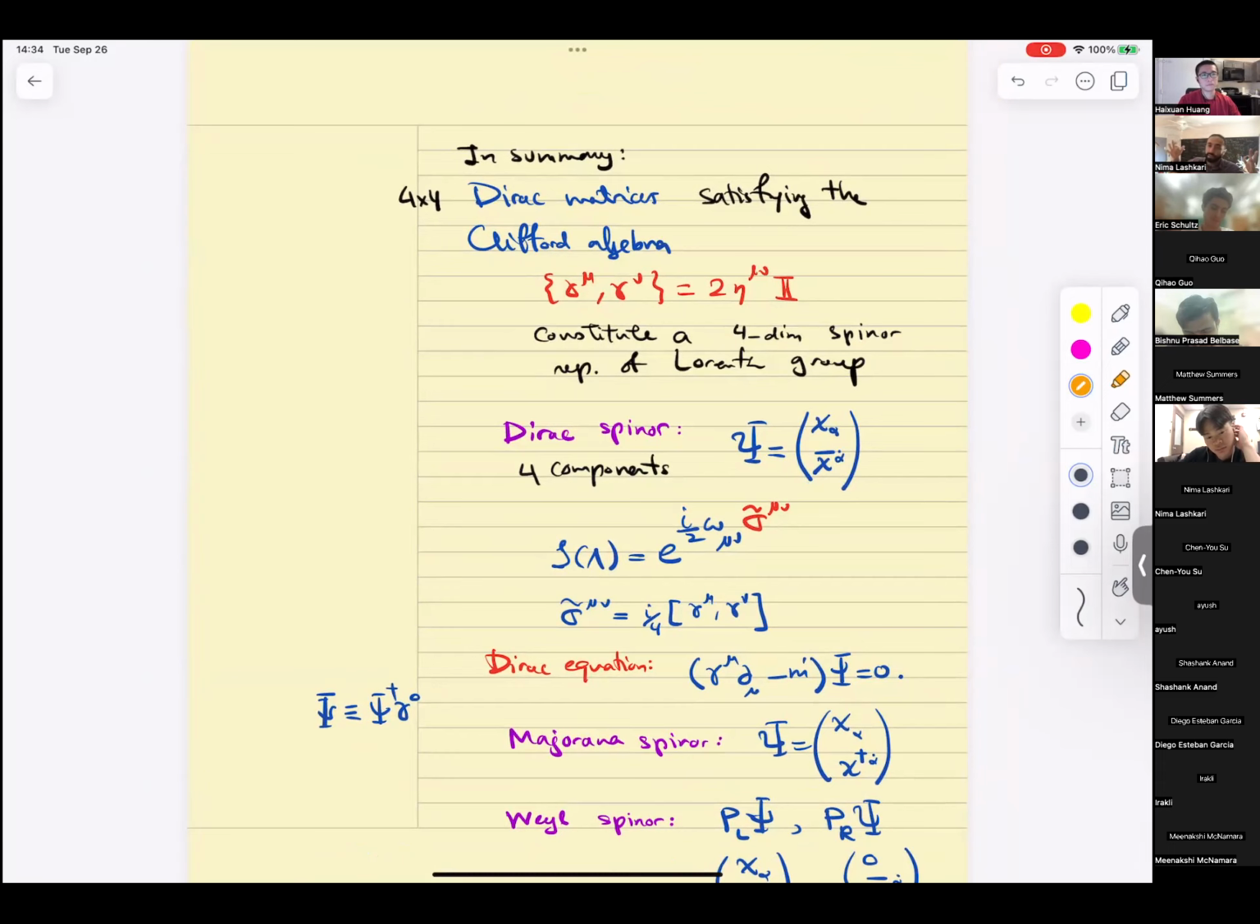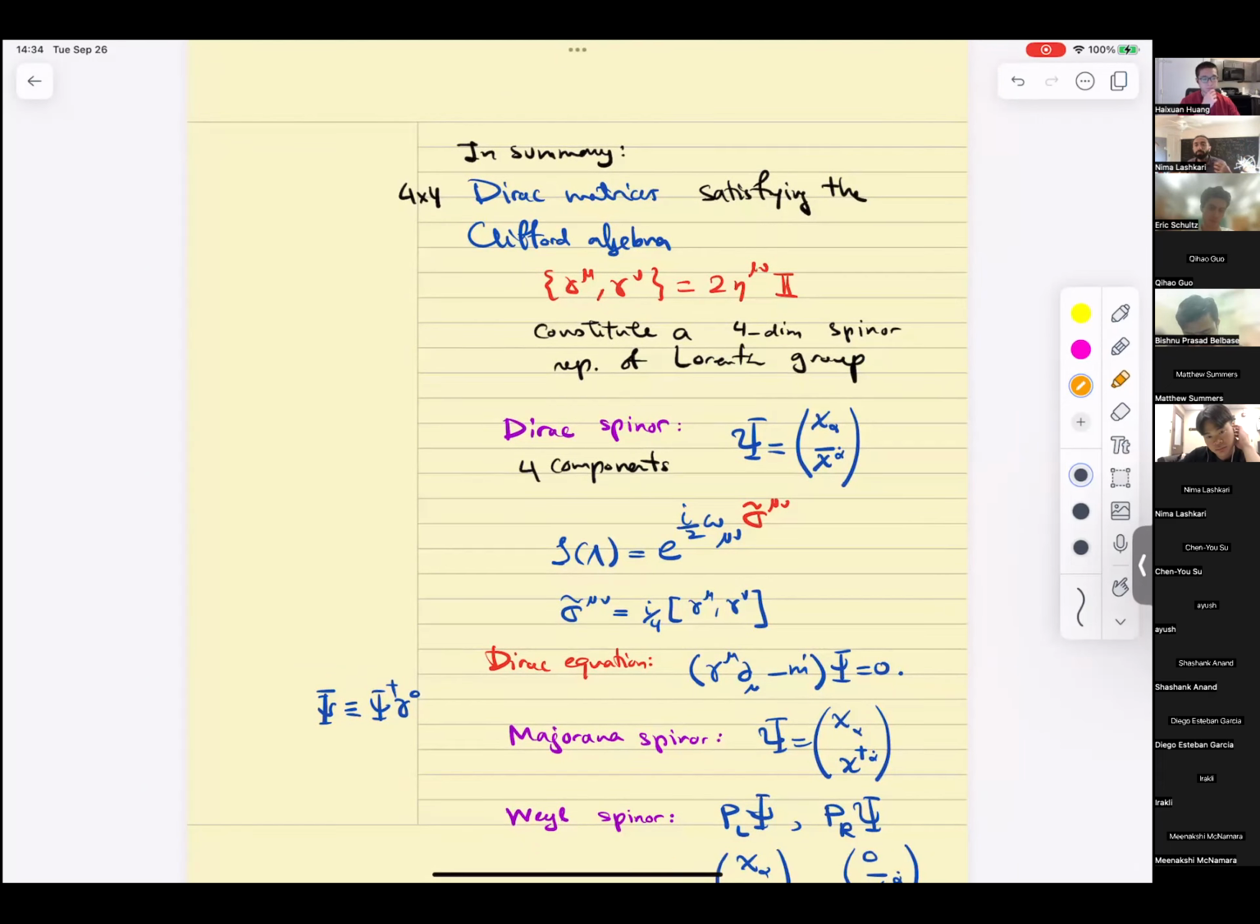So if you were taking a nap up to this point, perhaps it's a good point to pay attention for a few minutes because you're going to get a good recap. In summary, what did we do? We wanted to construct a representation theory of the Lorentz group. We achieved that using 4x4 matrices called gamma matrices, Dirac matrices. They satisfy the so-called Clifford algebra. The anti-commutator of these is 2 eta mu nu times the identity. There are 4x4 matrices for each value of mu, and mu runs from 0, 1, 2, 3 as well.